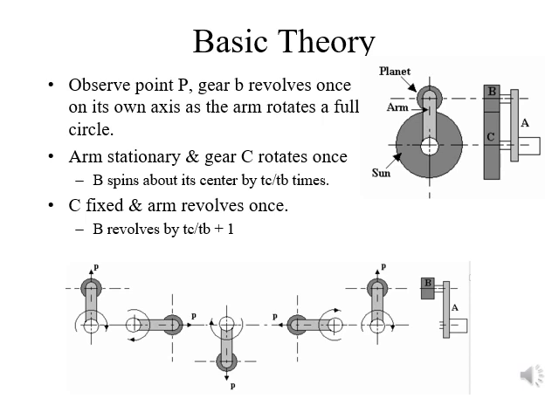For example, if the number of teeth of the sun is 100 and the number of teeth of B is 20, then 100 over 20 gives 5. So B spins about 5 times about its center. Then C is fixed and the arm revolves once, so B revolves by TC over TB plus 1, because you have to relate it also with the sun gear. So B spins 5 times, plus 1. So 5 plus 1.